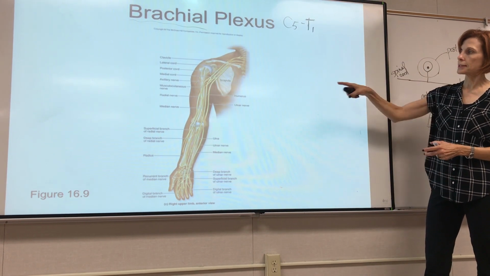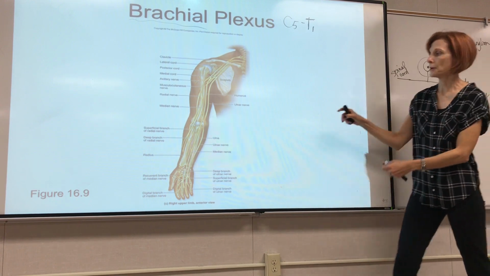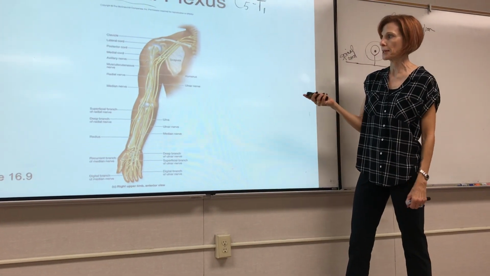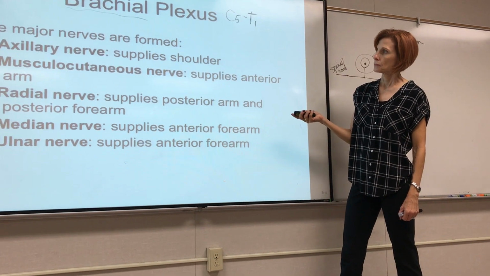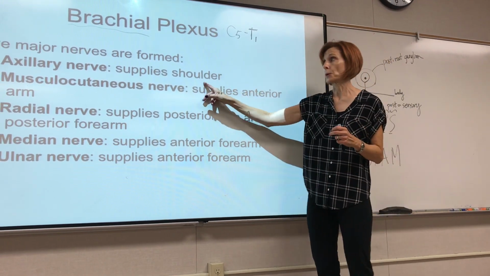Okay, so this looks a lot like our model. I would want you to be able to identify the nerves on the model. You can definitely study from this diagram because it looks very much like the model. And these are the nerves that come out of it. So when I say general area, this is what I mean.